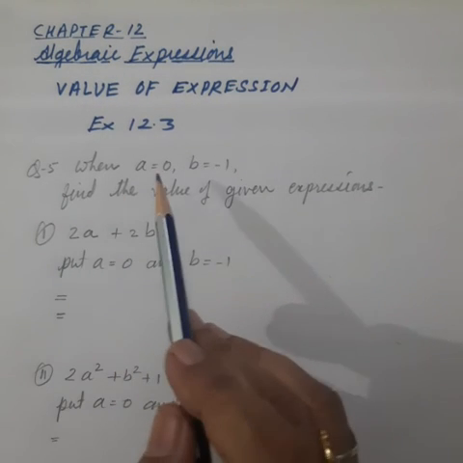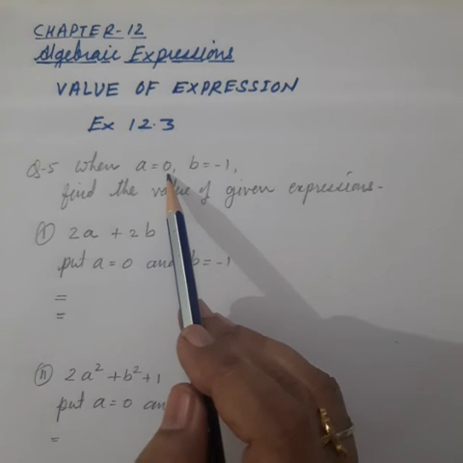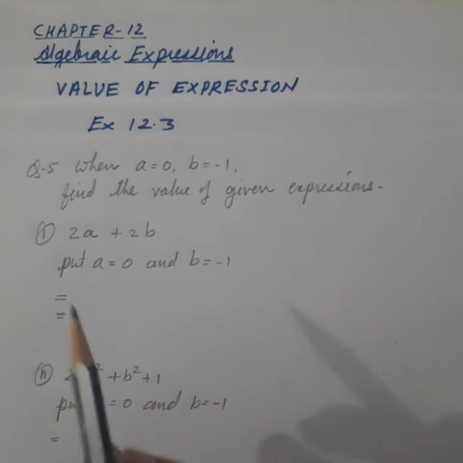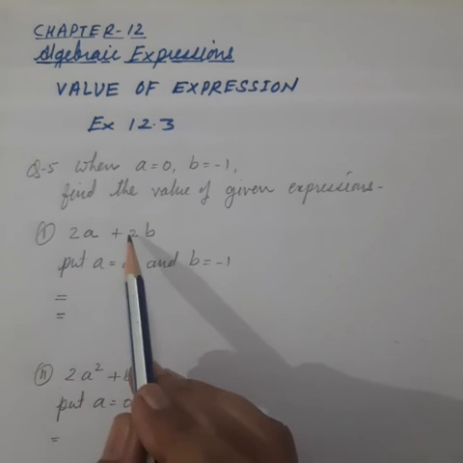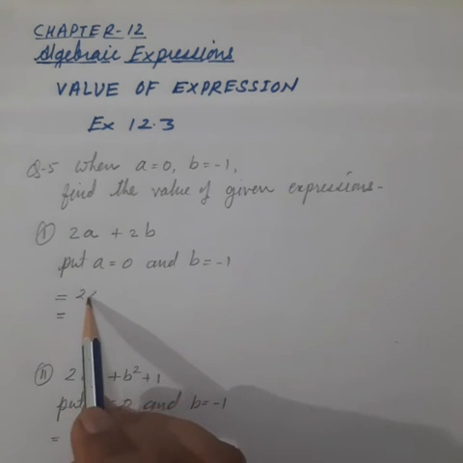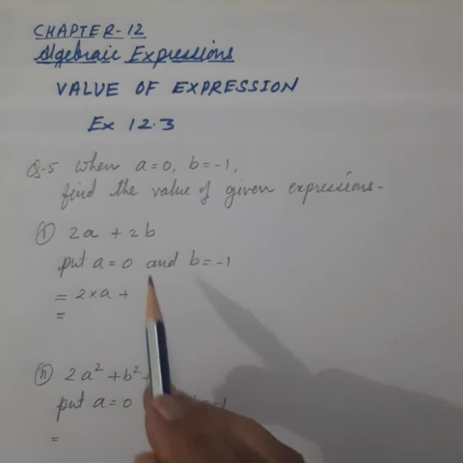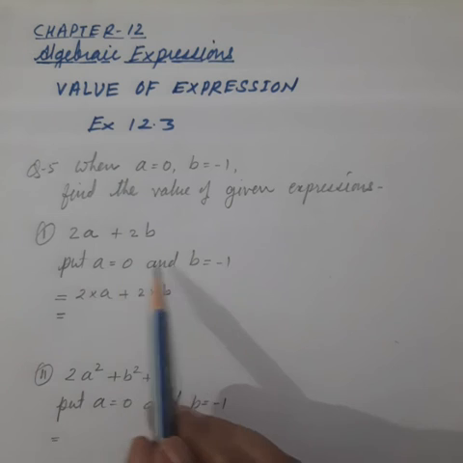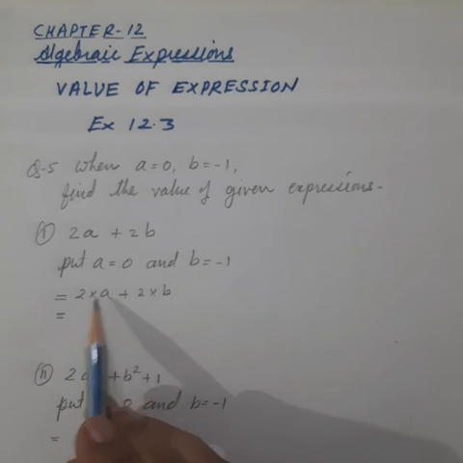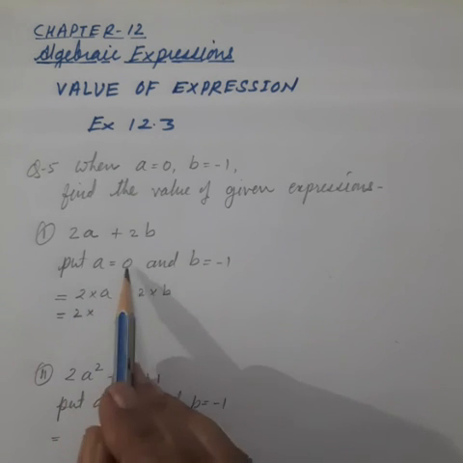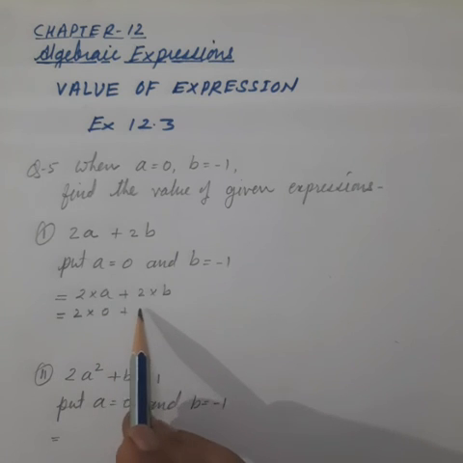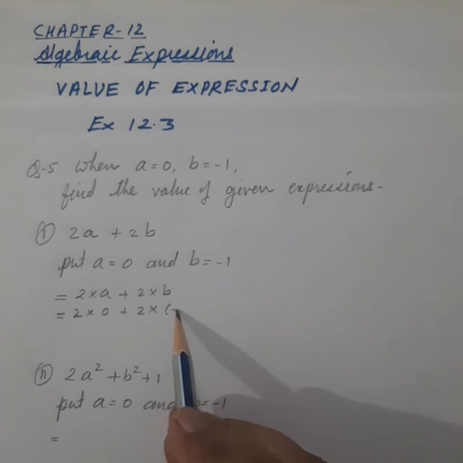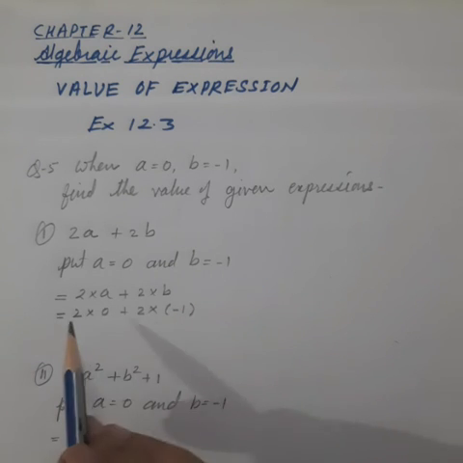Question 5. When a is given equal to 0 and b is minus 1. Find the values of the expressions. First one, 2a plus 2b. 2a means 2 into a plus 2b means 2 into b. Now put the values a equal to 0 and b equal to minus 1. At the place of a, 0. And 2 into at the place of b, minus 1. It is negative value. So keep it in bracket.